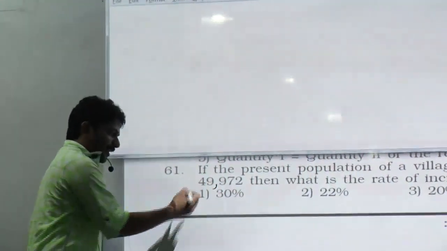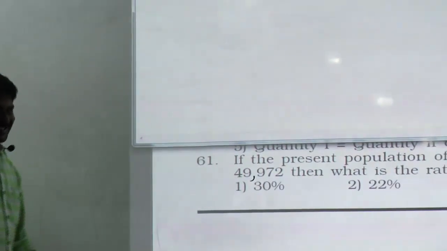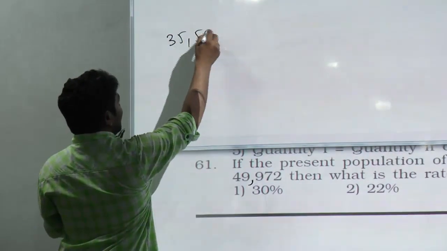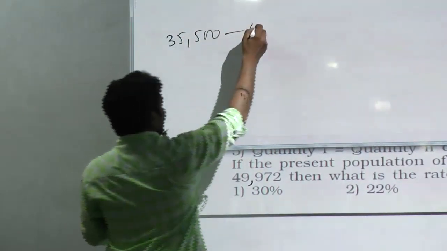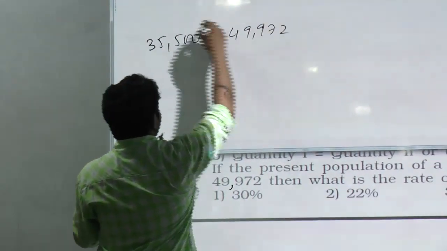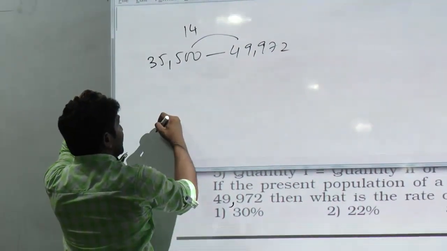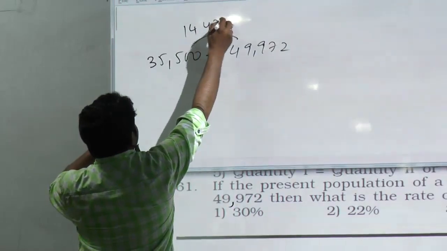మీరు కావాలంటే చూడండి, అక్కడ కూడా డాట్ ఉంటుంది, ఇక్కడ కూడా డాట్ ఉంది. ఇట్ షుడ్ బి కామా. యాజ్ ఇట్ ఈస్ 32,500 becomes 49,972. So there is increase of 14,472.